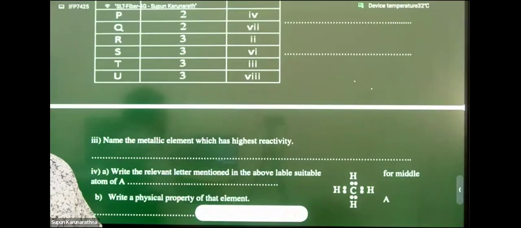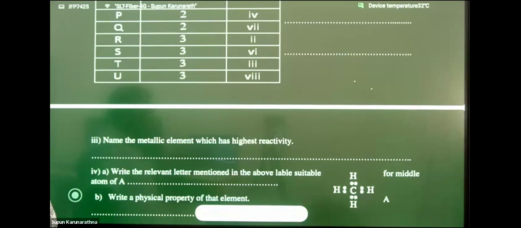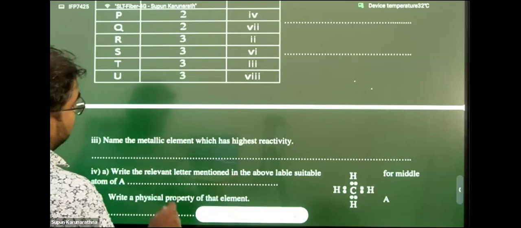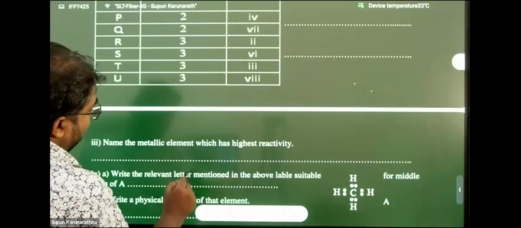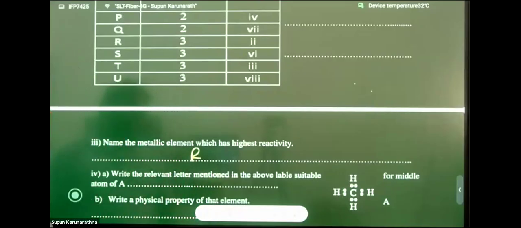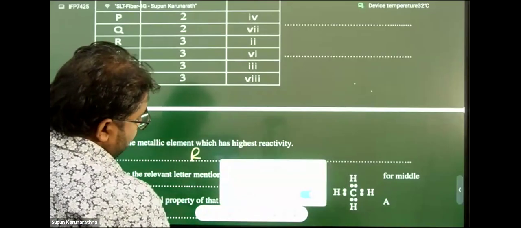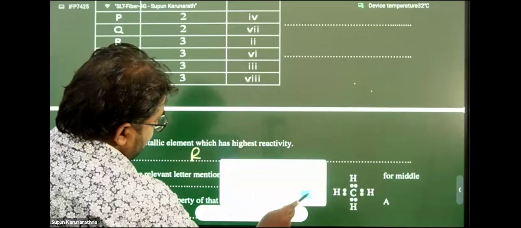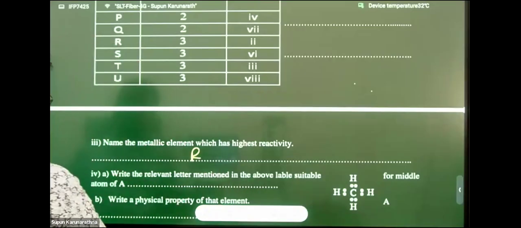Why? It's a second group element. So it should be R.